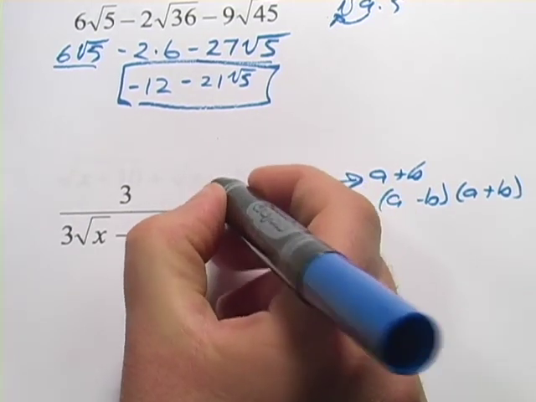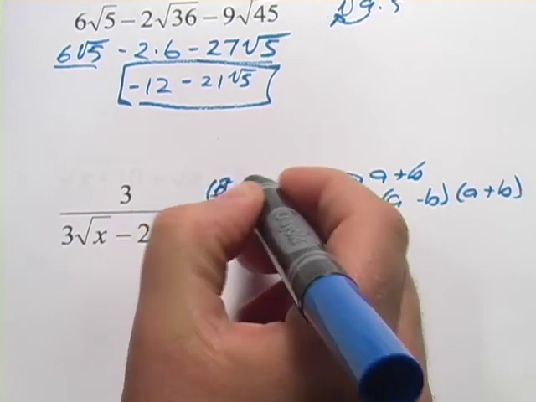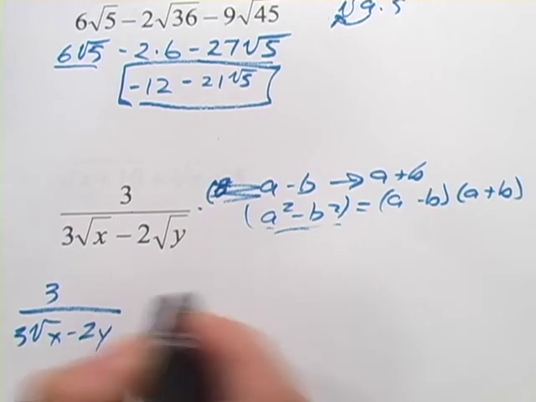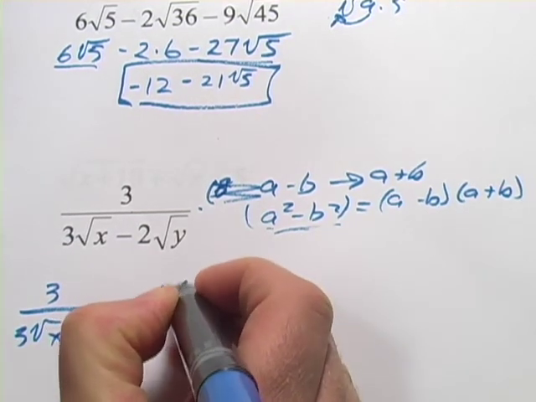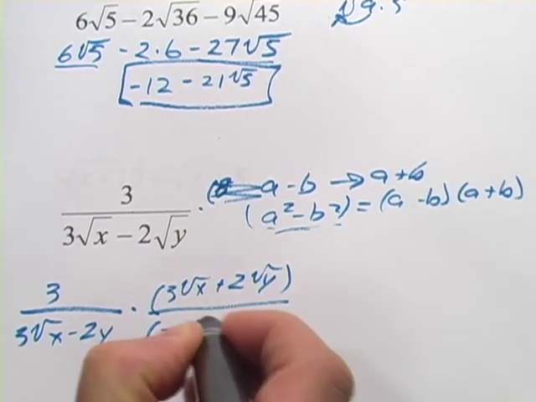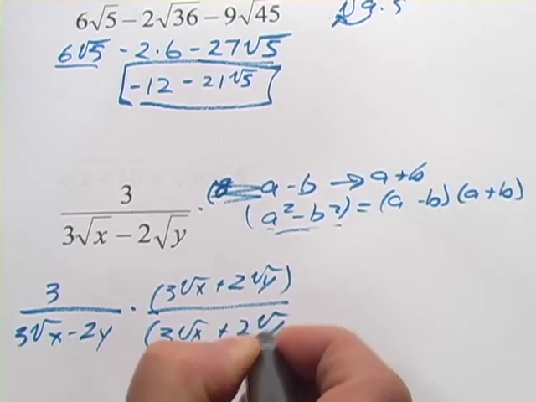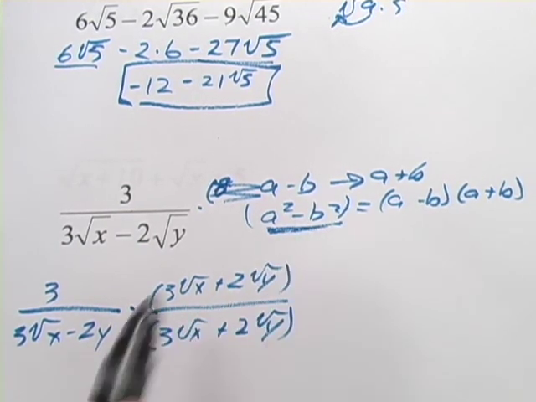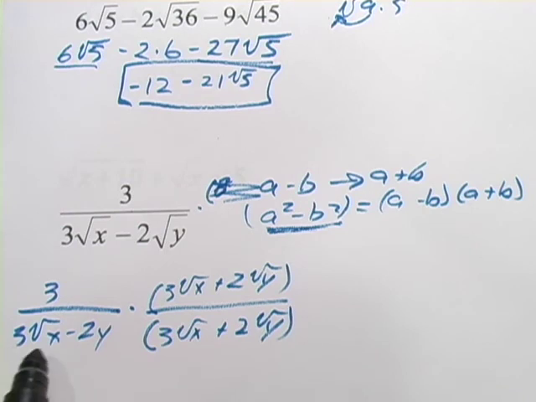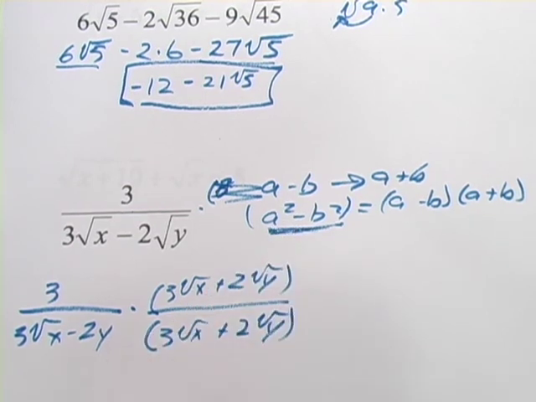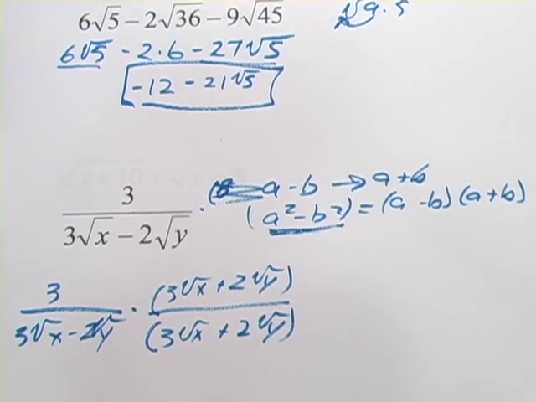Well, I'm running out of room here. Let me rewrite it. So I've got 3 over 3 square root of x minus 2 square root of y. And I'm going to multiply by 3 square root of x plus 2 square root of y over 3 square root of x plus 2 square root of y. Now, when I multiply on the bottom, I just have to go by my difference of squares formula. So I'm going to get a squared. Well, a is 3 square root of x. That's going to be 9x. And then I'm going to have minus b squared. And b squared, b is 2 square root of y. So that's minus 4y on the bottom.